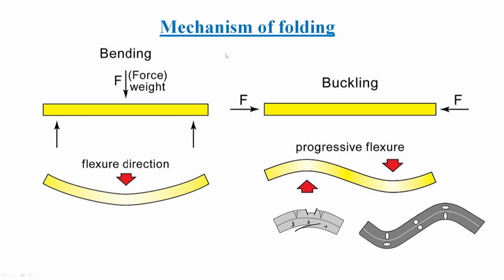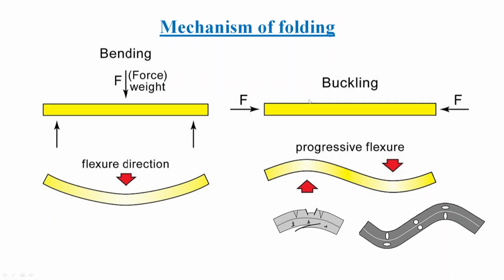Folds can also get created by simple bending. So if you have, for example, a wooden plank like this, and you are applying some kind of force or stress to it, then it might flex a little bit. So if there is a flat wooden plank and you are applying some kind of stress, it might get folded like this. So that is a simple example of bending of a layer.